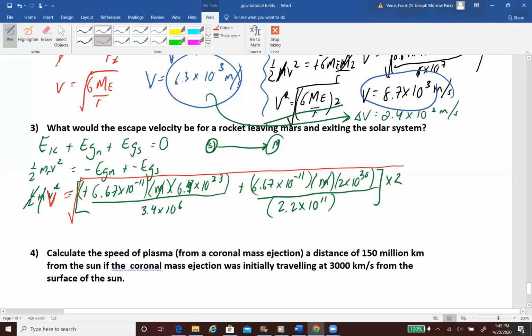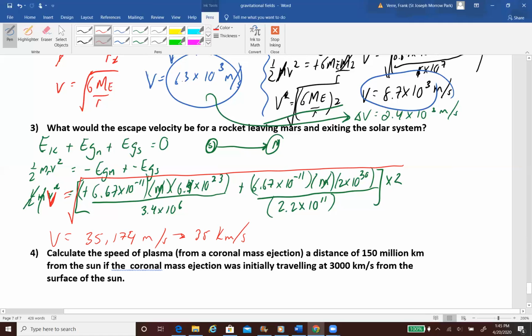So now V is going to equal the square root of the sum of these two values: G, mass of Mars over the radius of Mars, plus G, mass of the sun over the distance to the rocket. The sum of that times 2, take the square root of that, we'll get an answer of approximately 35,174 meters per second, or we could just round it off to about 35 kilometers per second.